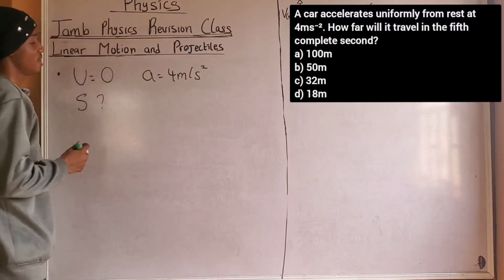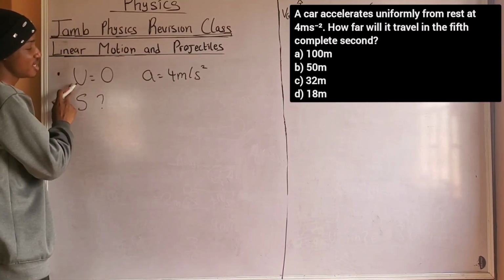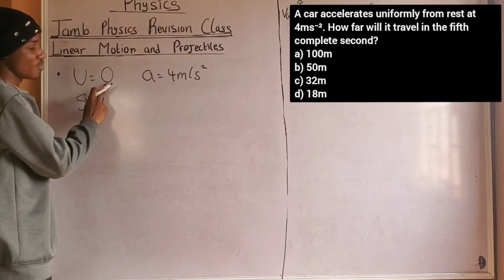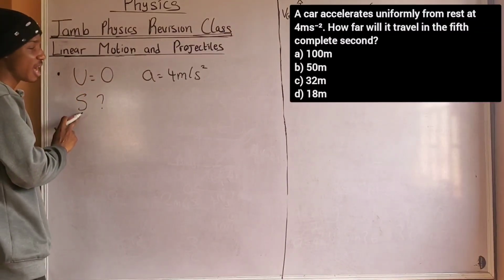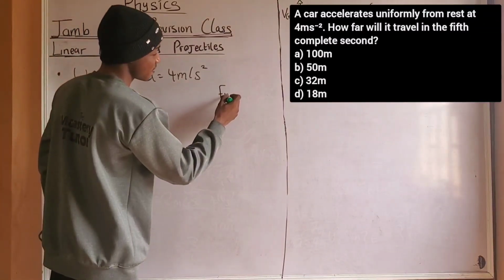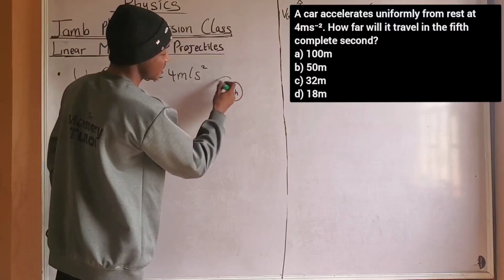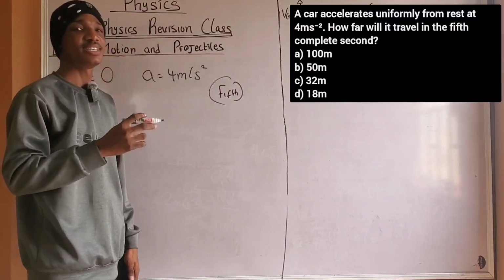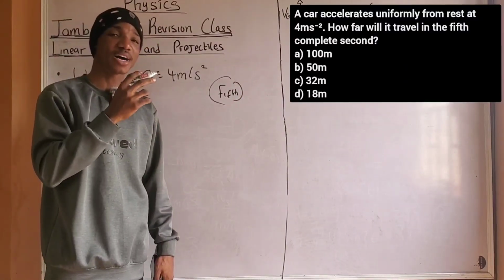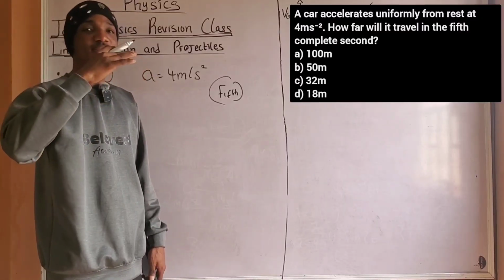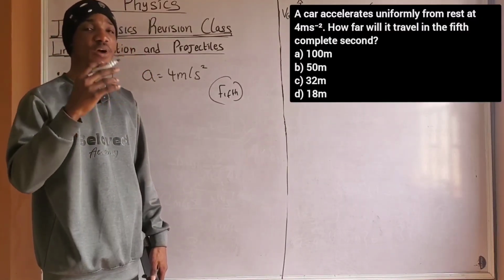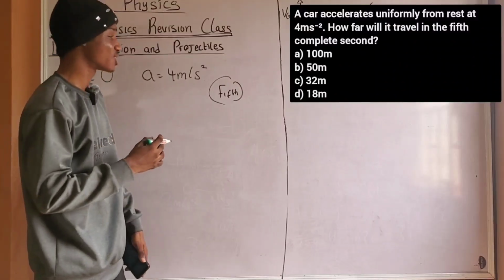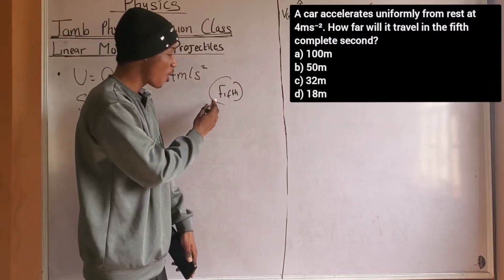Now, if the initial velocity is equal to 0, S is what you are looking for. Now, notice this word, fifth, F-I-F-T-H. Fifth simply means the distance the car covers between the time t equals 4 seconds and the time t equals 5 seconds. Please pay attention to the details of the question.